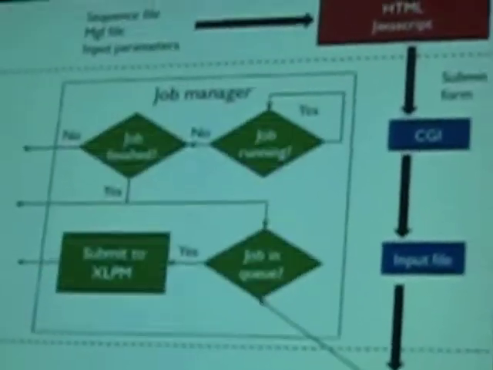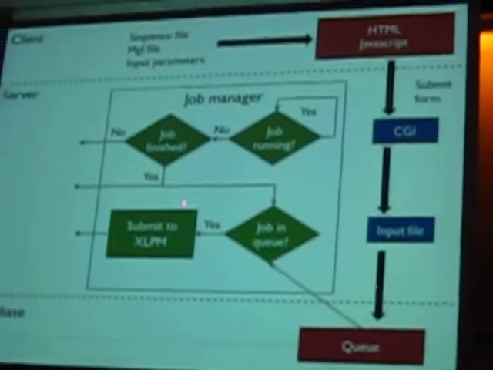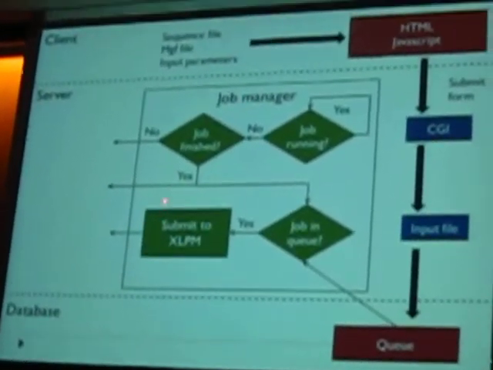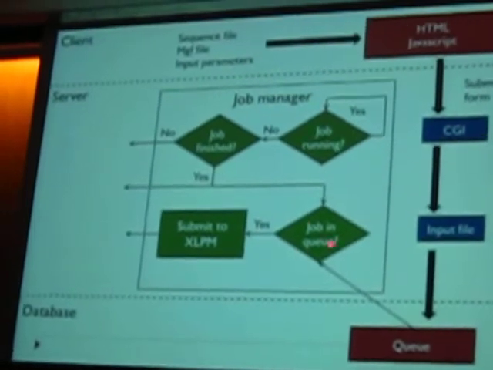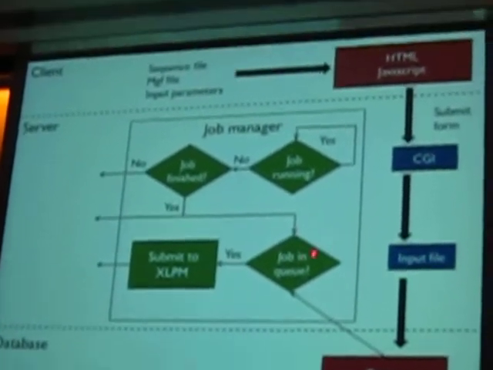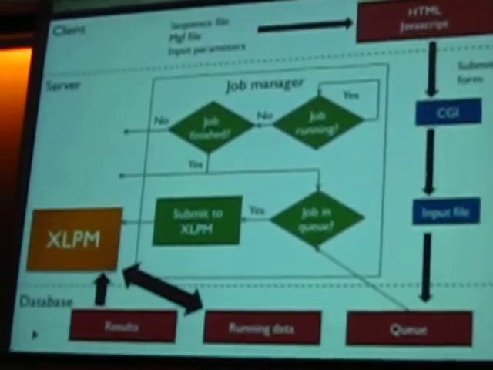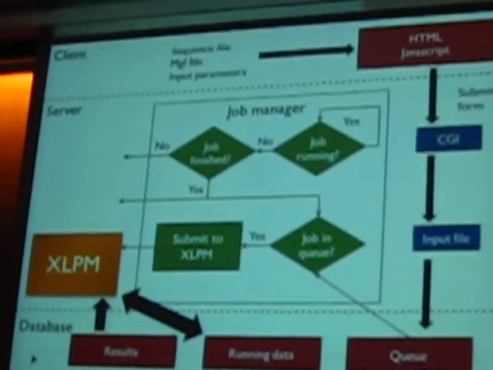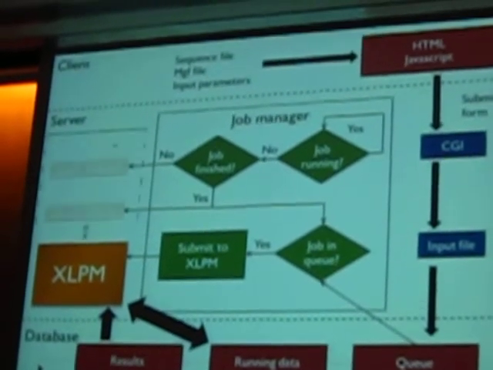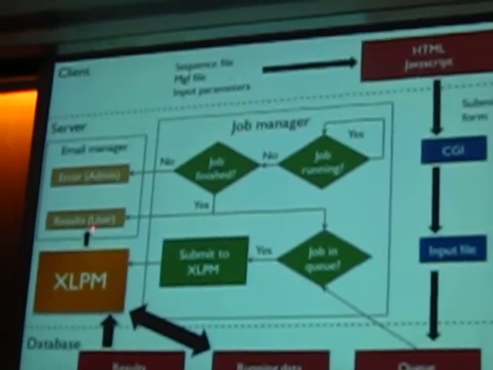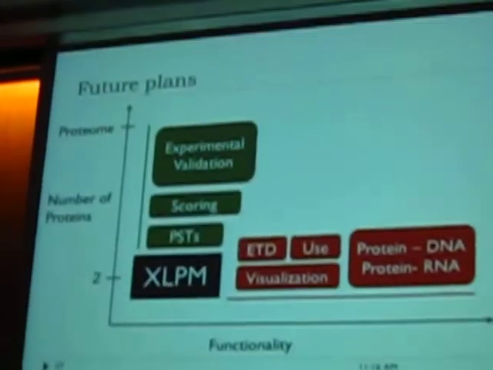This is the structure of the website. Basically, the job manager runs all the time and checks whether the job is running or finished, and when we have an available slot in the queue, it gets the input file from the queue and submits it to XLPM. It uses a MySQL database in the background, and when the job is finished, it mails results to the user.